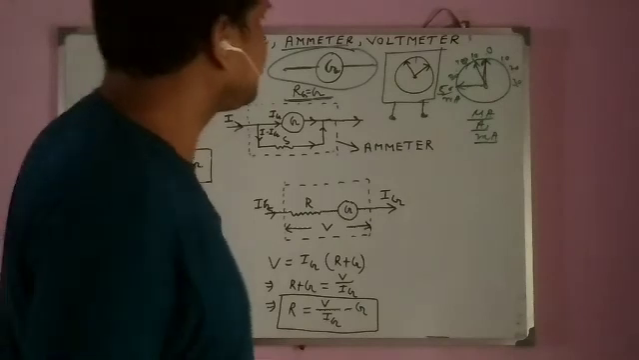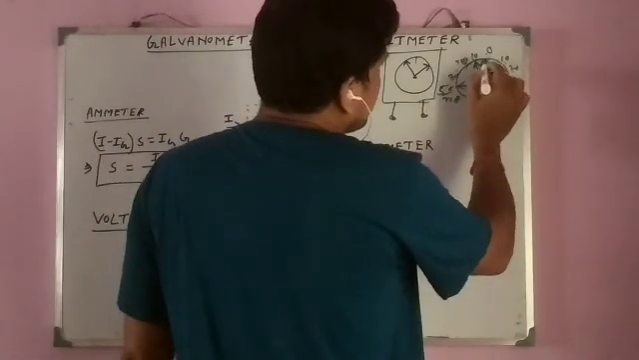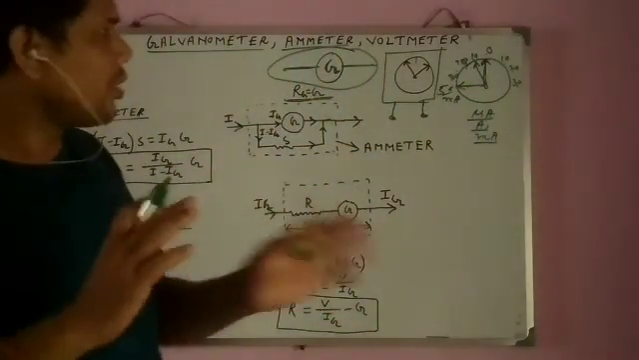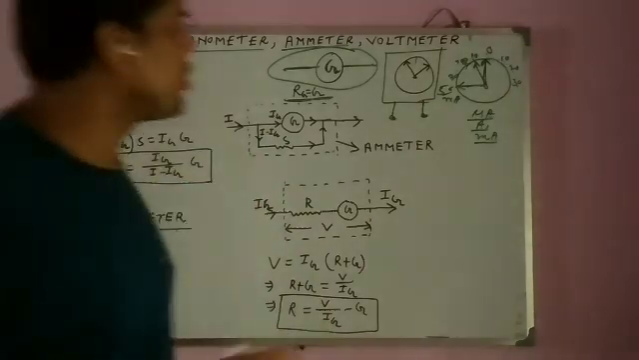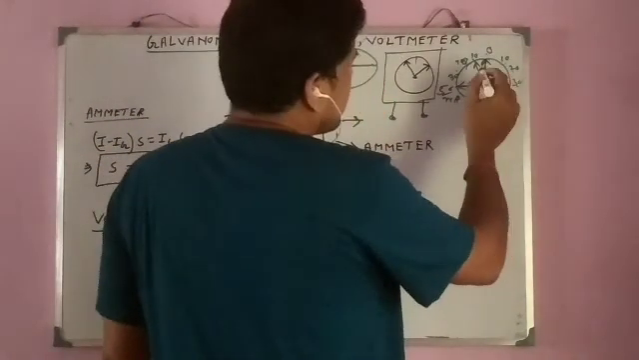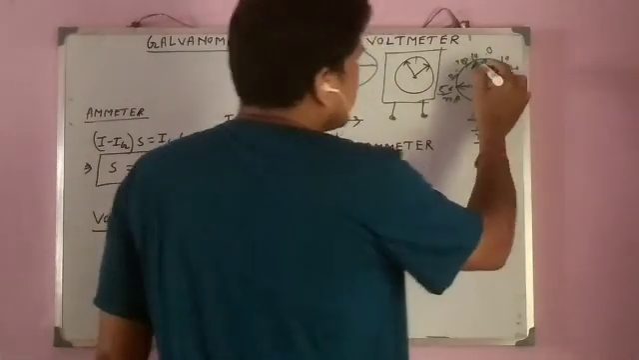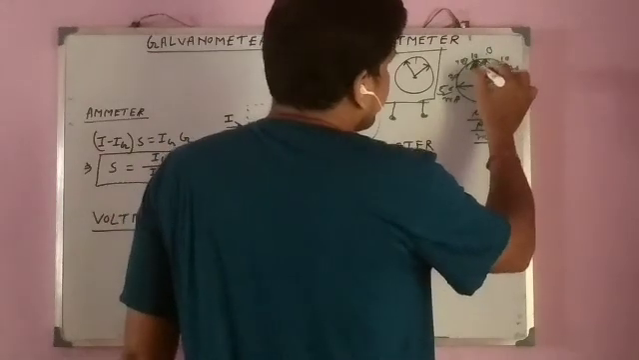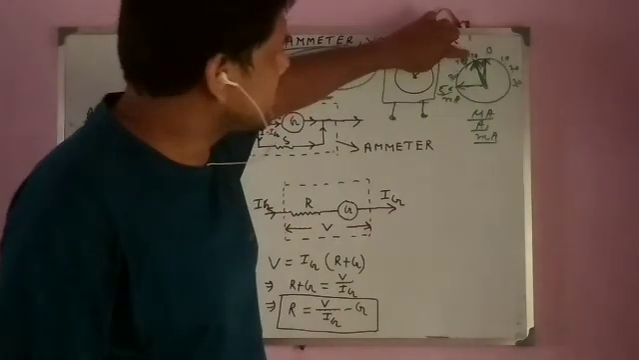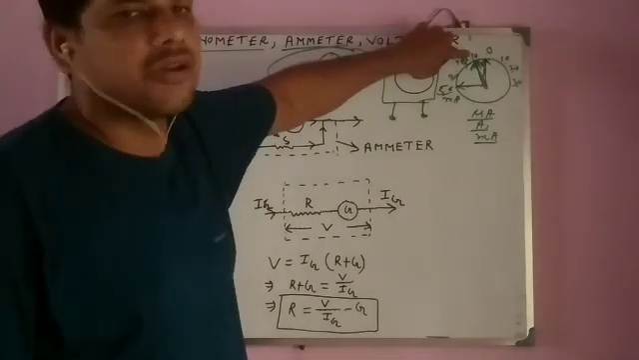Now when current passes through the galvanometer, the needle will deflect either to the right hand side or the left hand side, depending on the direction of the current. If the current passing through the galvanometer is, say, 10 milli, then the needle will deflect and reach the position 10. It means 10 milli current is flowing through this circuit.